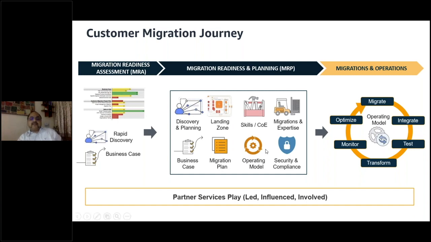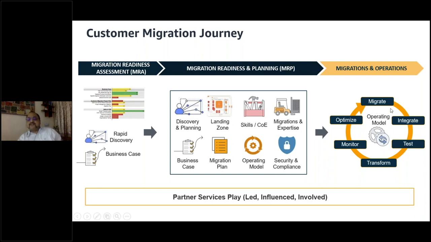Then comes the actual readiness planning, where you do the discovery and create a landing zone. What skills do you have? What migration expertise do you have? The business case is prepared, the plan is prepared, the operating model, security and compliance. From step 1 and 2, all of this Minfy does for you. So you really don't have to worry about knowing and learning all this, because it may take quite a few years of experience to do it properly. But our team is completely trained to do it, and then the actual migration starts.